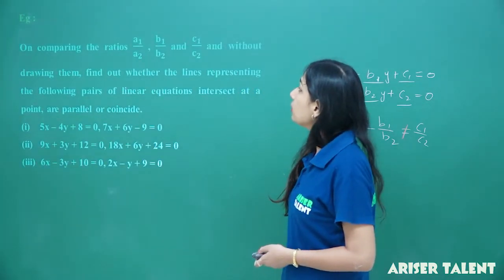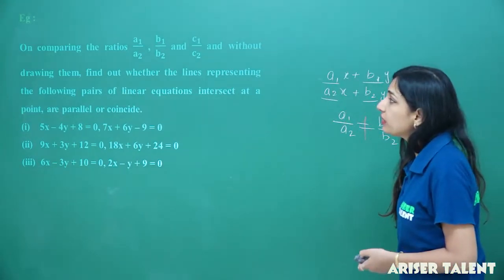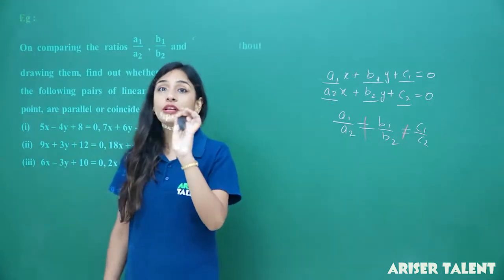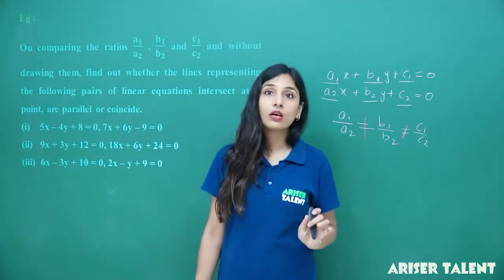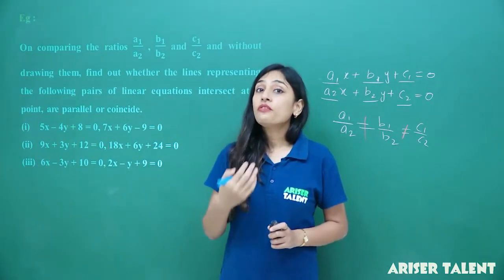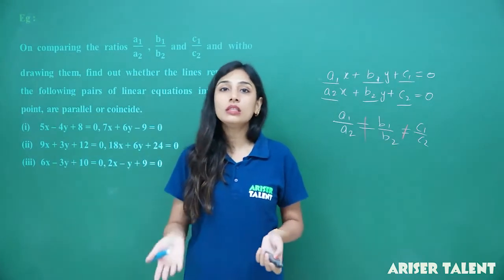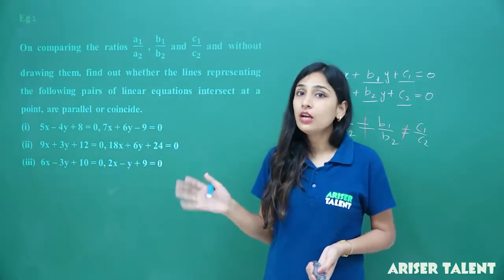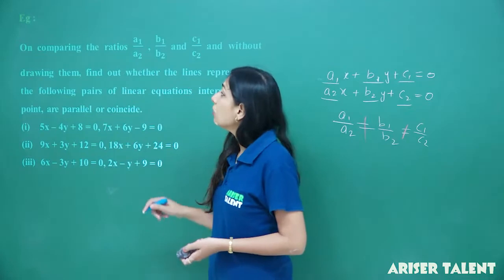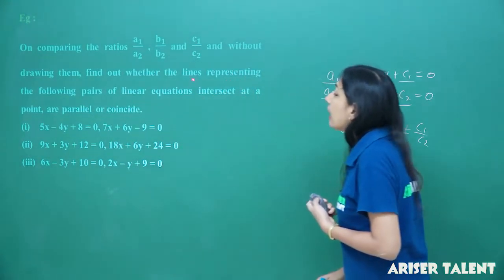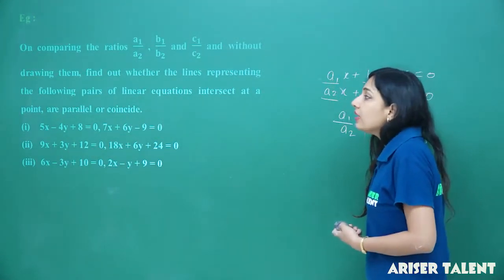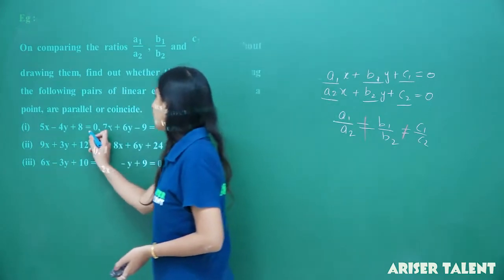Now on comparing the ratios a1 by a2, b1 by b2 and c1 by c2 without drawing them, this is important for exams, for competitive exams it's much more important, because just by looking at them you can say whether they are intersecting, parallel or coincident, consistent or inconsistent. So without drawing them, find out whether the lines representing the following pairs of linear equations intersect at a point, or are parallel or coincident.